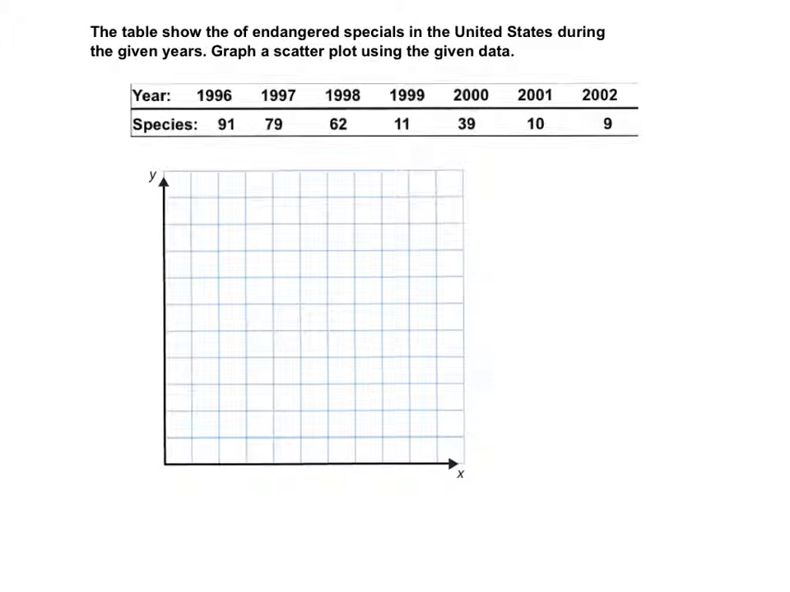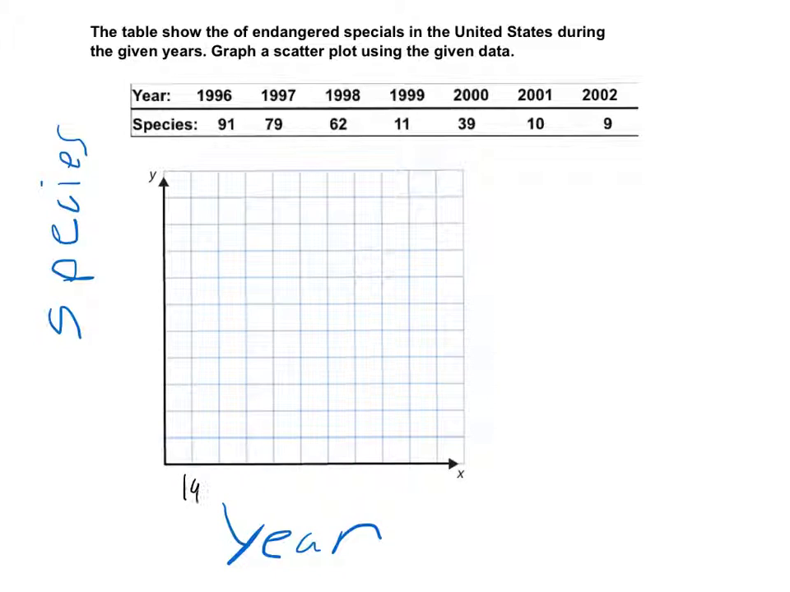Alright, so let's label this year. Label this species. Alright, goes 96, 97, 98, 99, 2000, 01, 02.